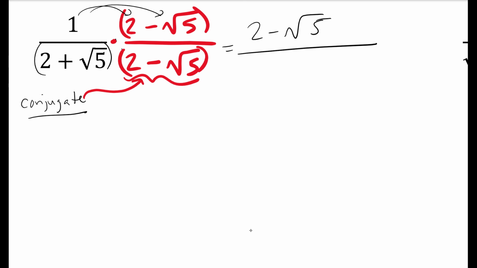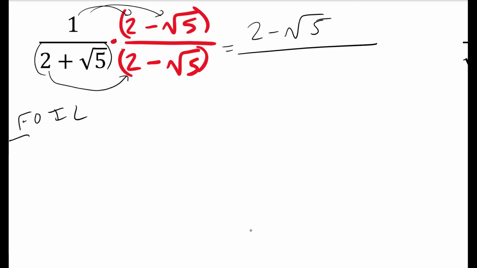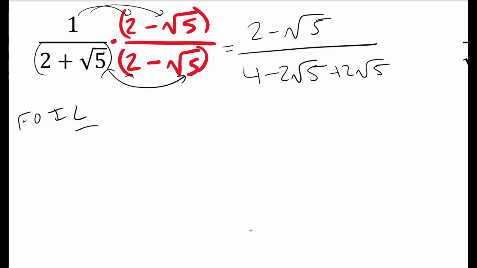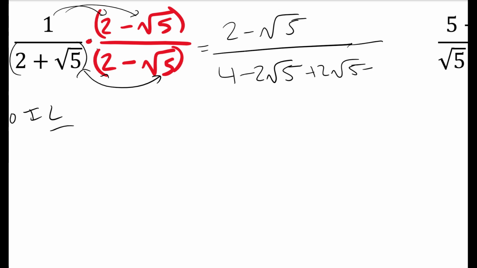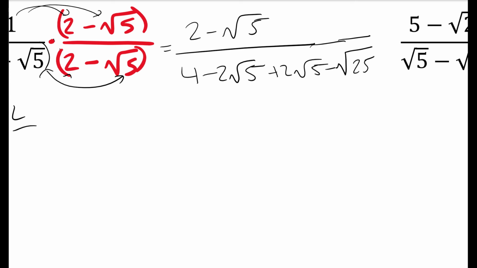On the bottom, though, we are going to have to do a FOIL. So first, 2 times 2, which is 4. Outer, 2 times negative square root of 5 is negative 2 square root of 5. Inner, 2 times square root of 5 is positive 2 square root of 5. And last, square root of 5 times negative square root of 5 is negative square root of 5 times 5, which is 25. All right, so we know that the square root of 25 is 5.